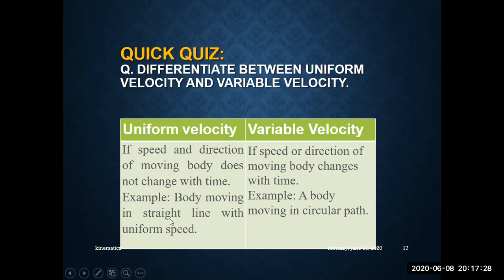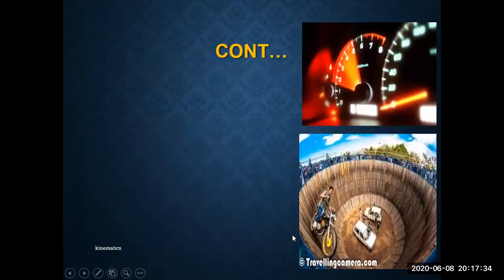An example is a body moving in a straight line with uniform speed, and a body moving around a circular path.